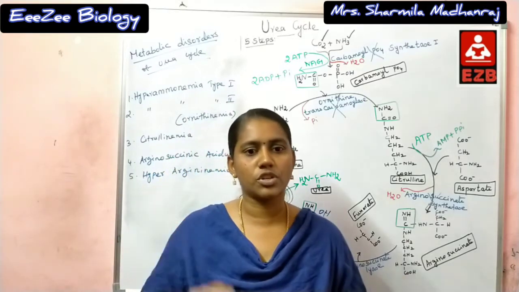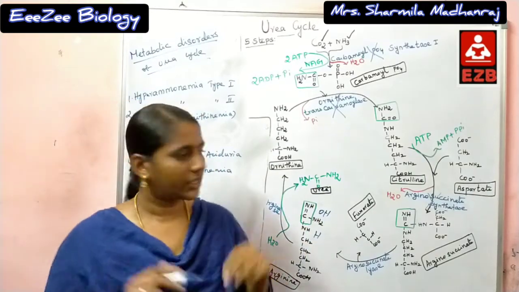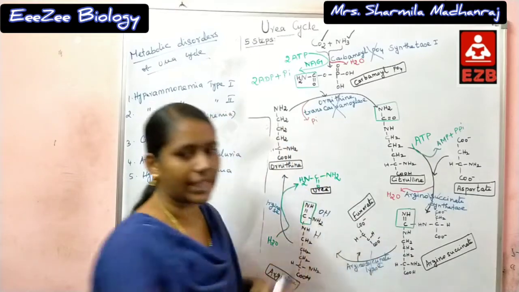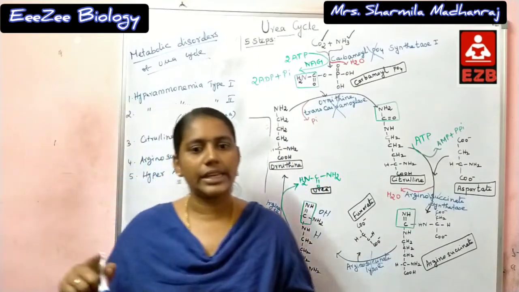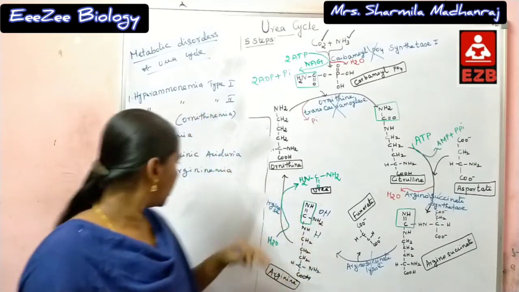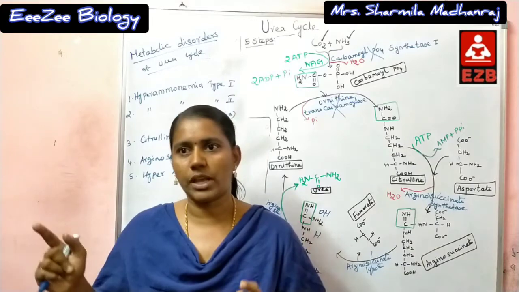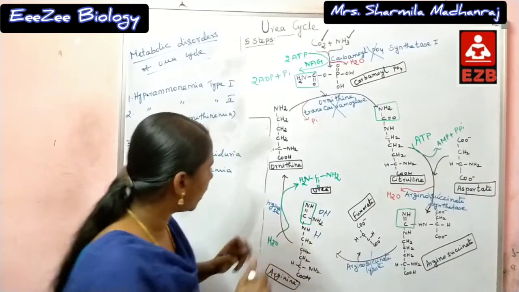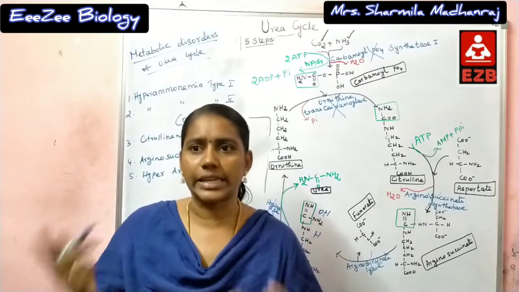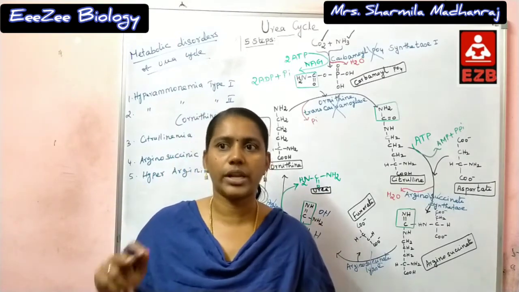Next, the fourth disorder, argininosuccinic aciduria. Due to the deficiency of the argininosuccinate lyase enzyme, there are increased levels of argininosuccinate in blood. Next, the fifth disorder is hyperargininemia, due to the deficiency of the arginase enzyme, resulting in increased levels of arginine in blood and increased urine excretion.